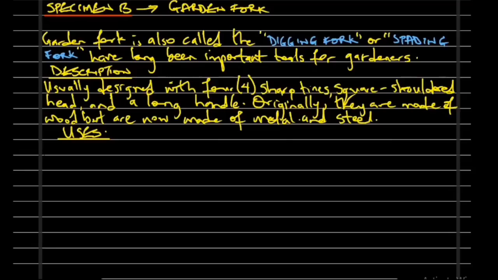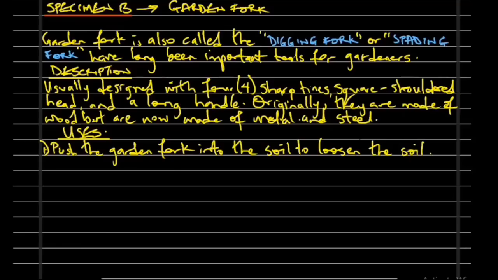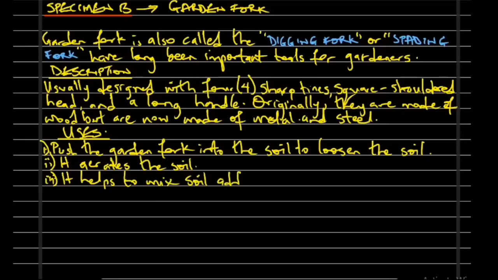One, to loosen it. Push the garden fork into the soil to loosen the soil. That is a major function of this. It also aerates the soil. When you push it into the soil, it aerates the soil. It helps to mix soil additives and fertilizers with the soil.